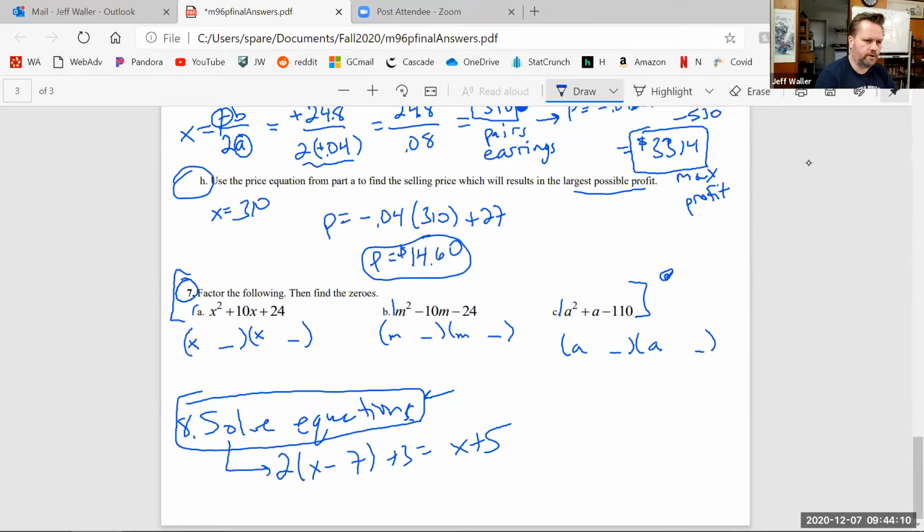So what about part A? What goes here and here? 6 and 4. Yeah, 6 and 4. Now I have somebody that would put 12 and -2. Doesn't that make 10? But what does it not do correctly? Because you can get what's positive 24. Yeah, 12 times -2 is not positive 24. So, all right.